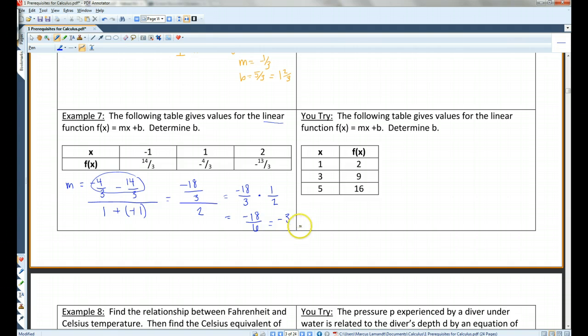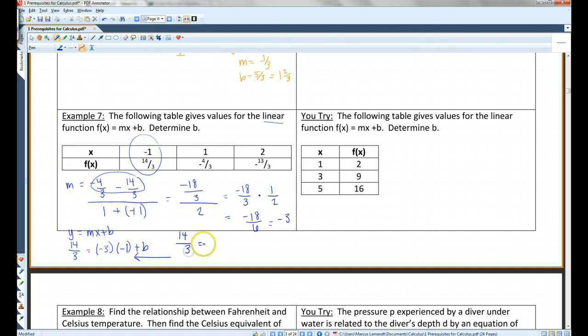So there's our slope. Now, we know that y equals mx plus b, or f of x equals mx plus b, either way. Let's just use this point. Here's my x, here's my y. Plug them in. 14 over 3 equals negative 3 times negative 1 plus b. I apologize I didn't give you guys enough room. Don't know what I was thinking.